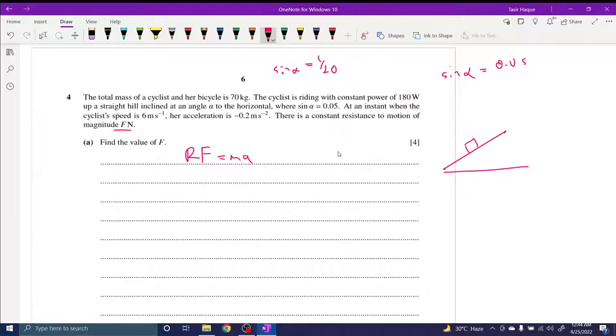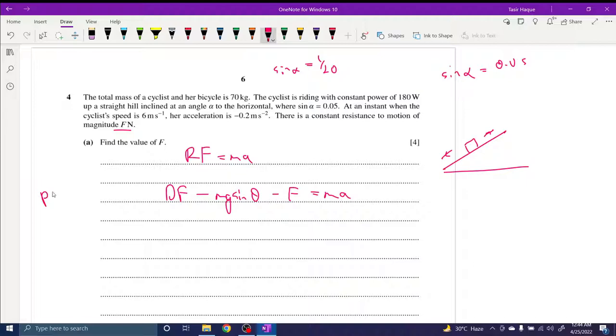We are going up the hill, right? And the component of weight is downwards, and the resistance is also downwards. So let's form the equation. We're going up the hill, so the driving force is going upwards, minus mg sin theta, minus the resistive force F, is equal to ma. So what about the driving force?